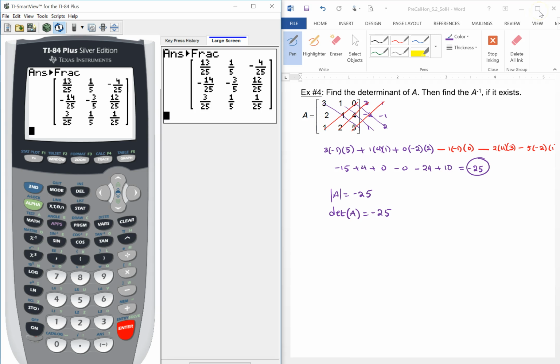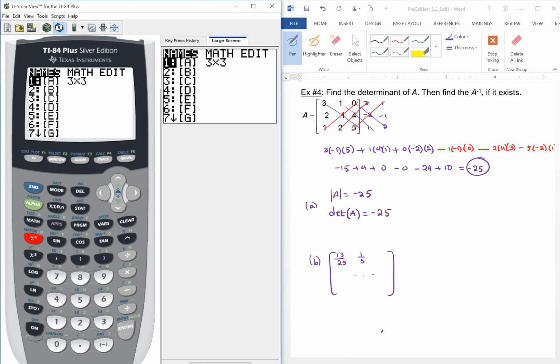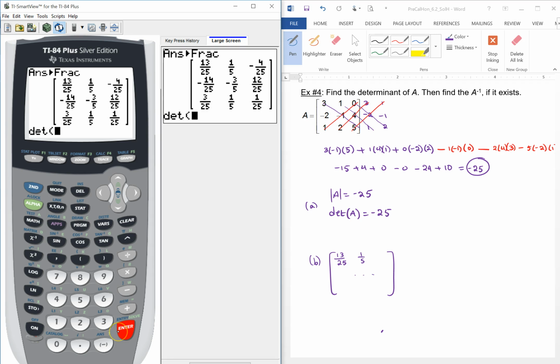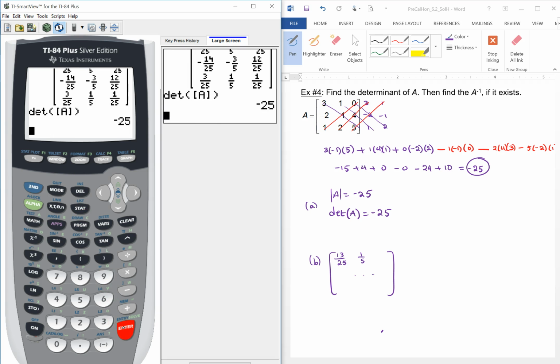So these two are different. This is part 1. A is finding the determinant. B is the inverse. So for the inverse, you're going to put in this matrix, etc. Now, if you go back to matrix, press the arrow button to go to the math tab. The first one is determinant. If you press enter, and now go second matrix, select matrix A, close the parentheses, enter, that's your determinant.